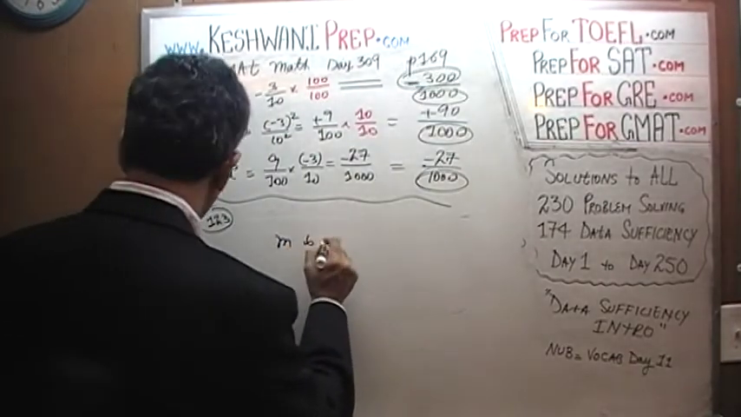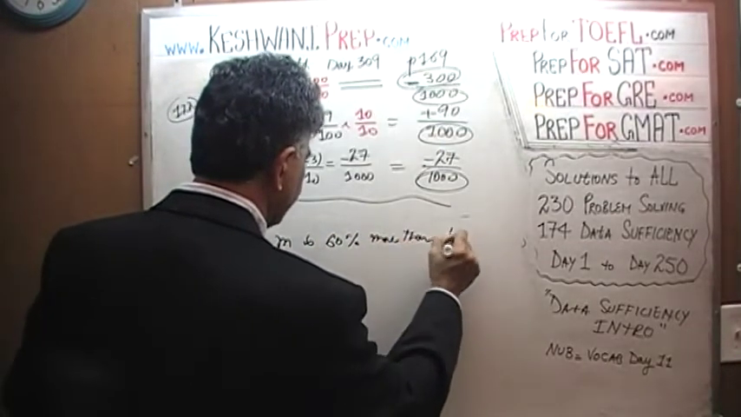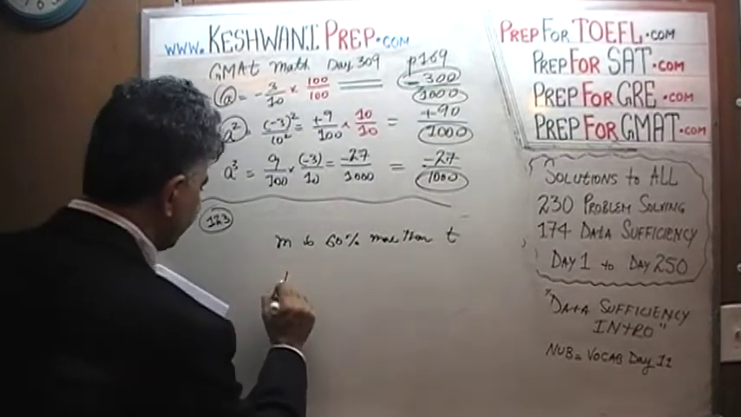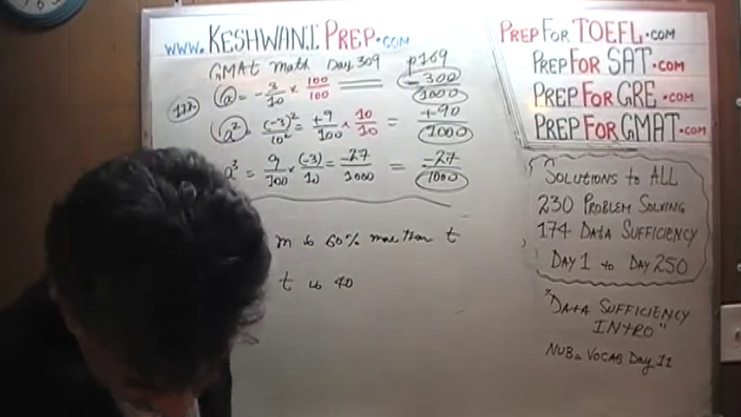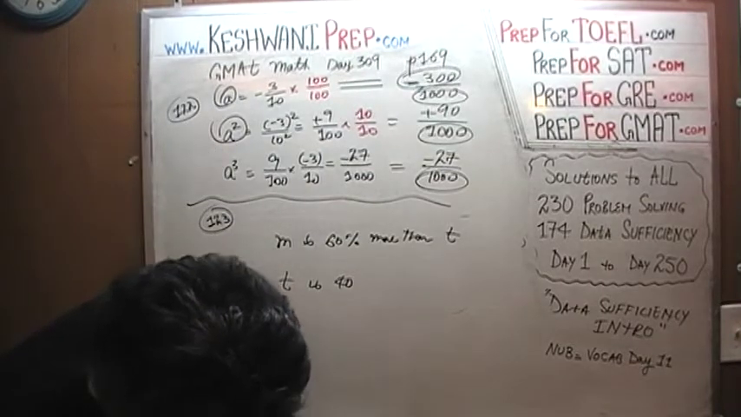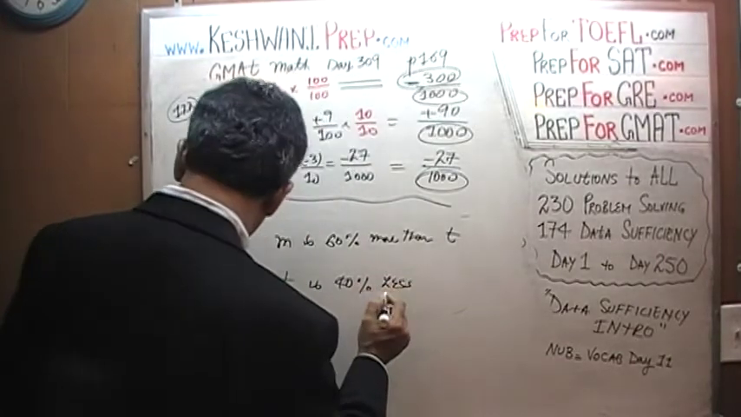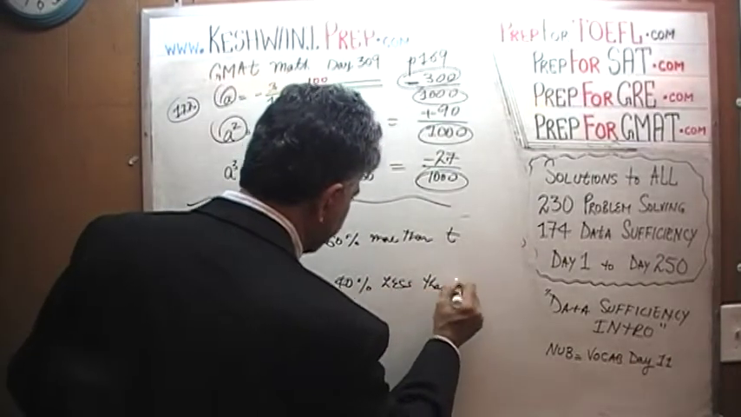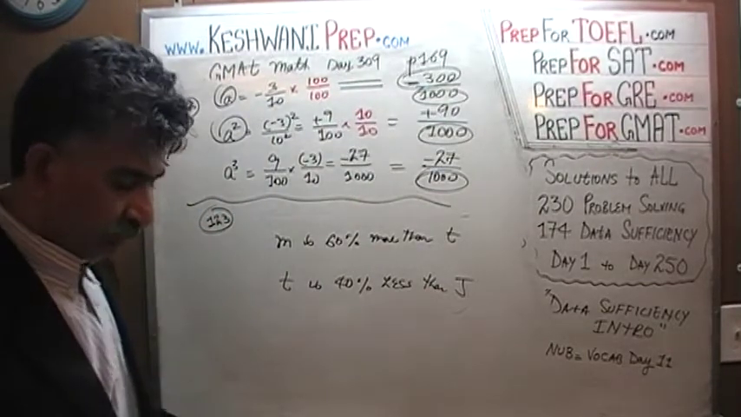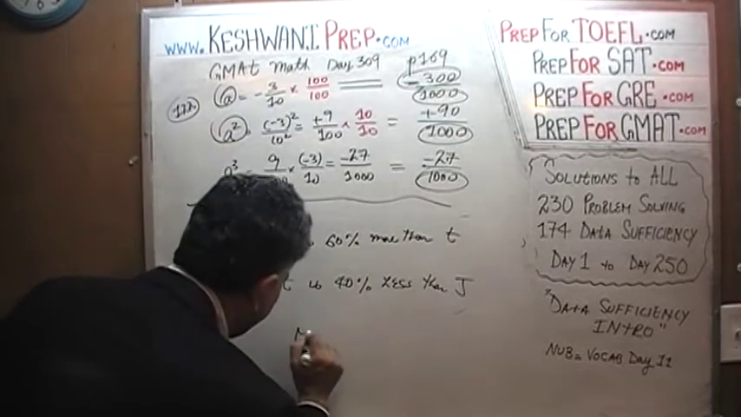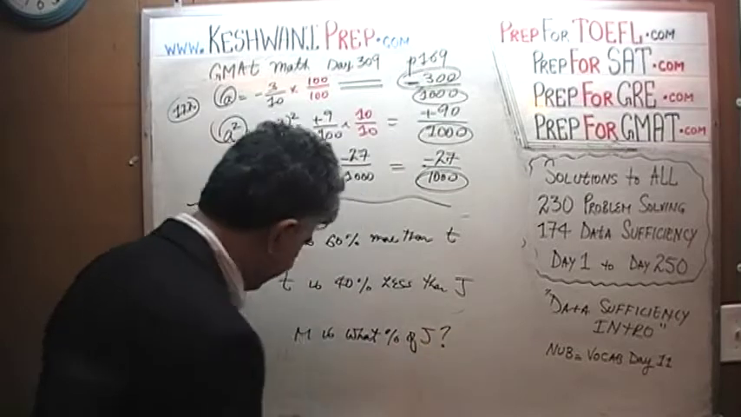we are told that M is 60% more than T. They further go on to tell us that T is 40%... T is 40% less than J. That's it, we are done. The question simply is, M is what percentage of J? Let's see what we can do.